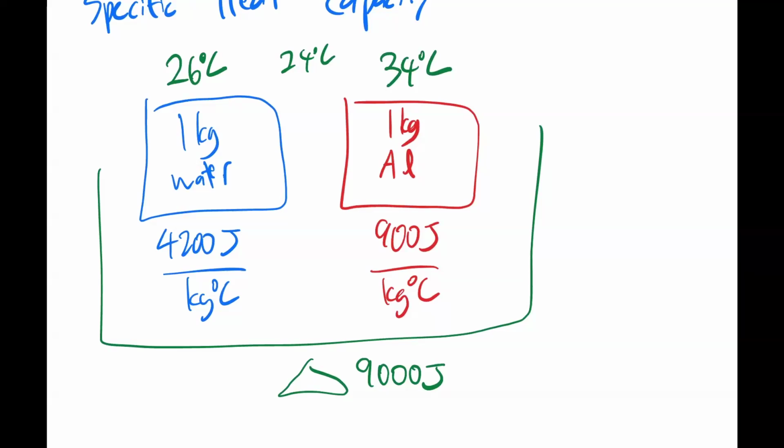Why? Because if I have 9,000 joules here, I can change this aluminium by 10 degrees Celsius as long as it's 1 kg. Whereas for this one here, I need 4,200 joules to increase the temperature by 1 degree Celsius, so at the end of the day, I can only make it from 24 to 26 degrees Celsius. Because water generally has higher specific heat capacity, it will take a longer time to heat up or cool down. I'll give you a very good example actually.